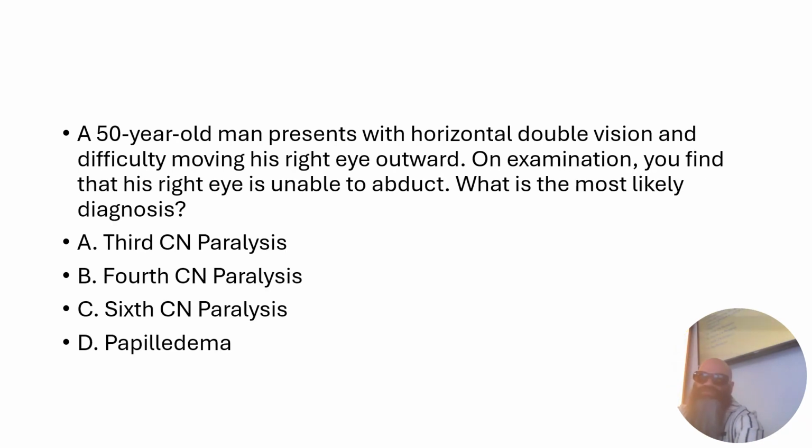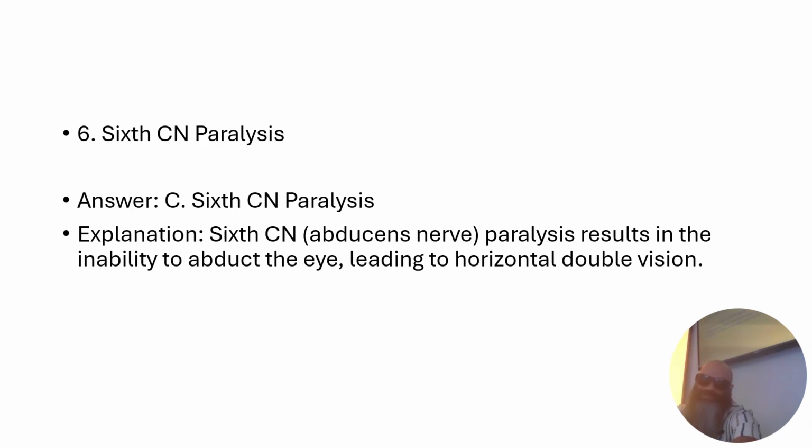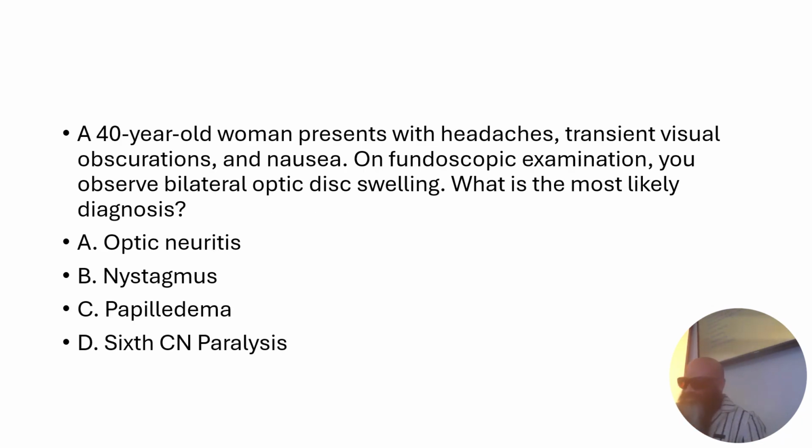50-year-old man, horizontal double vision, difficulty moving his right eye outward. You find his right eye isn't able to abduct. What is most likely? Perfect. I just went over that. Did you look at this ahead of time?